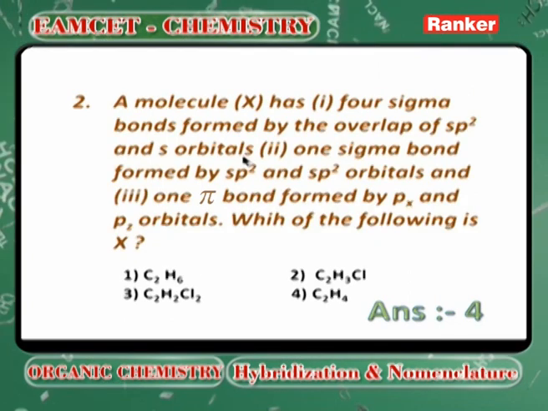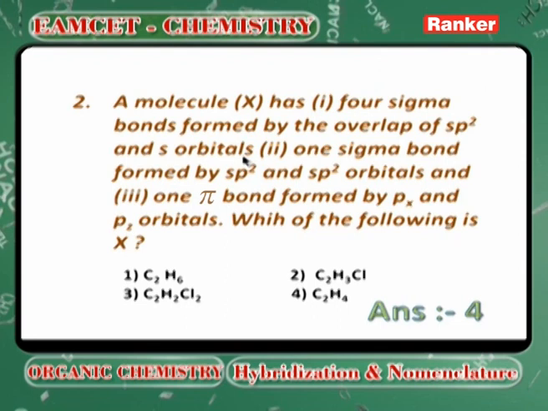Next. A molecule X has 4 sigma bonds formed by the overlap of sp2 and s orbitals, 1 sigma bond formed by sp2 orbitals, and 1 pi bond formed by the px pz orbitals. Which of the answers does this go to?